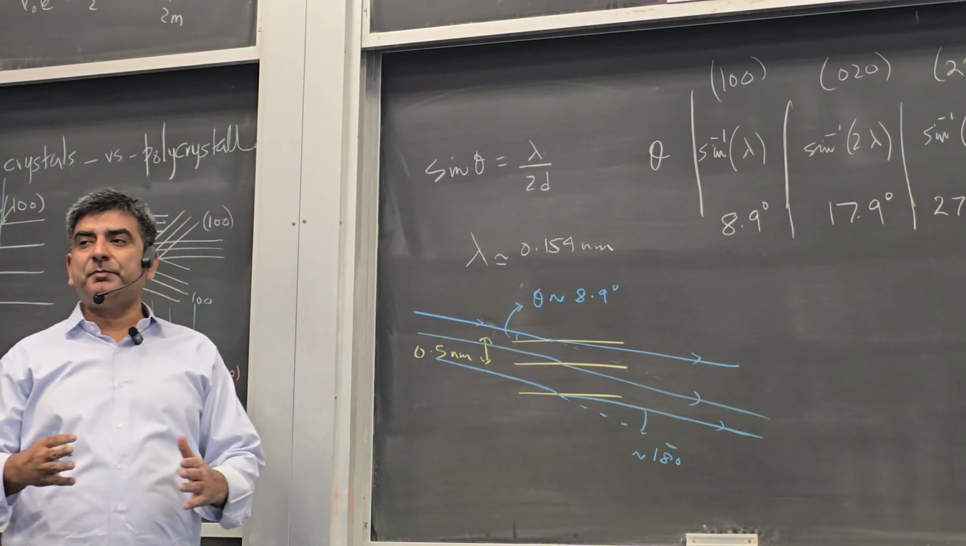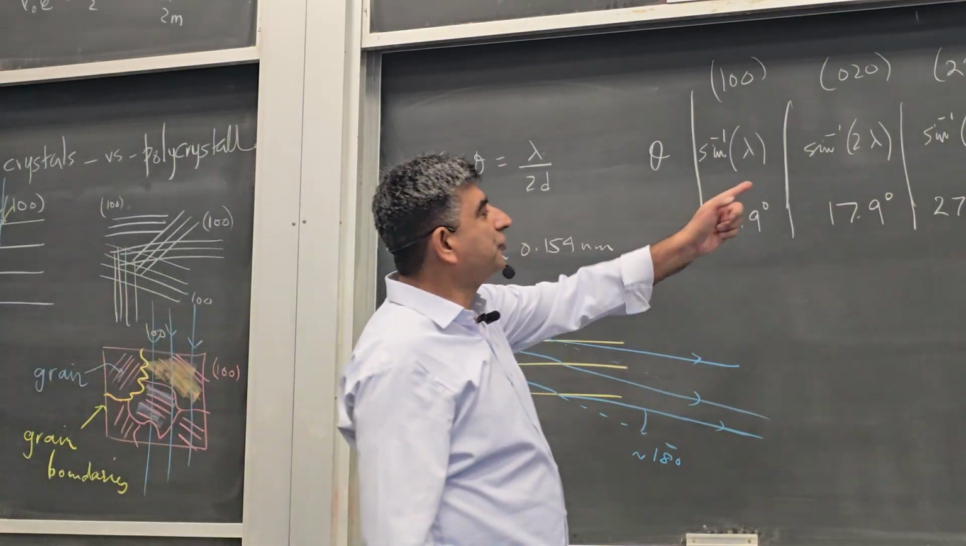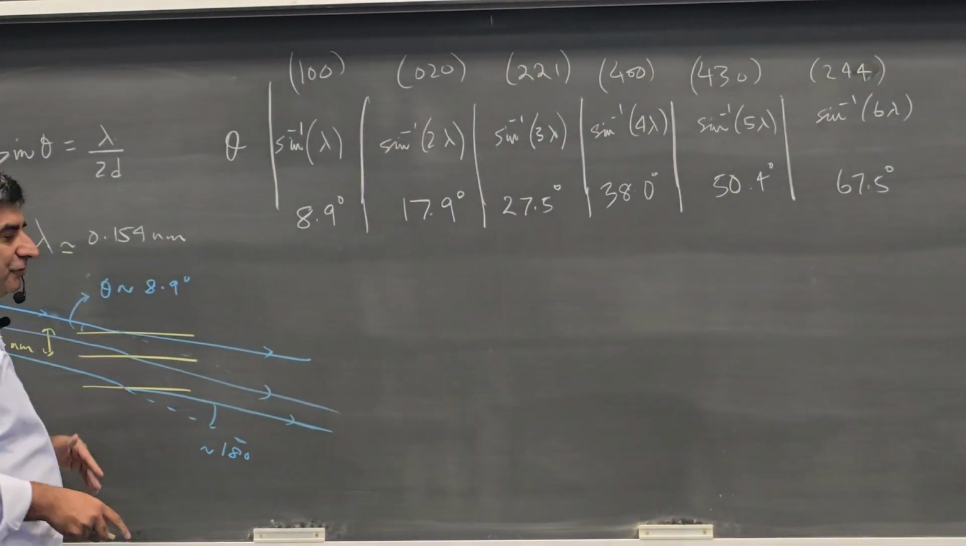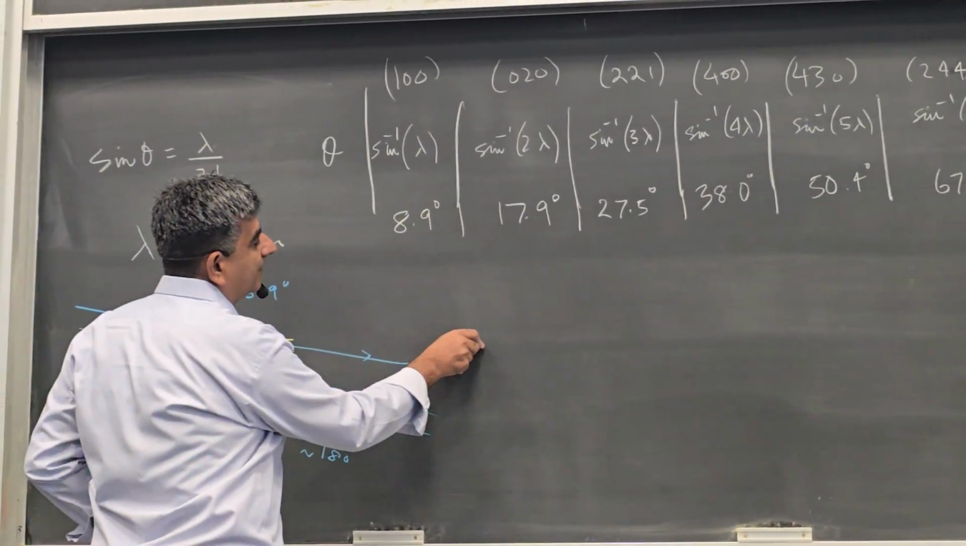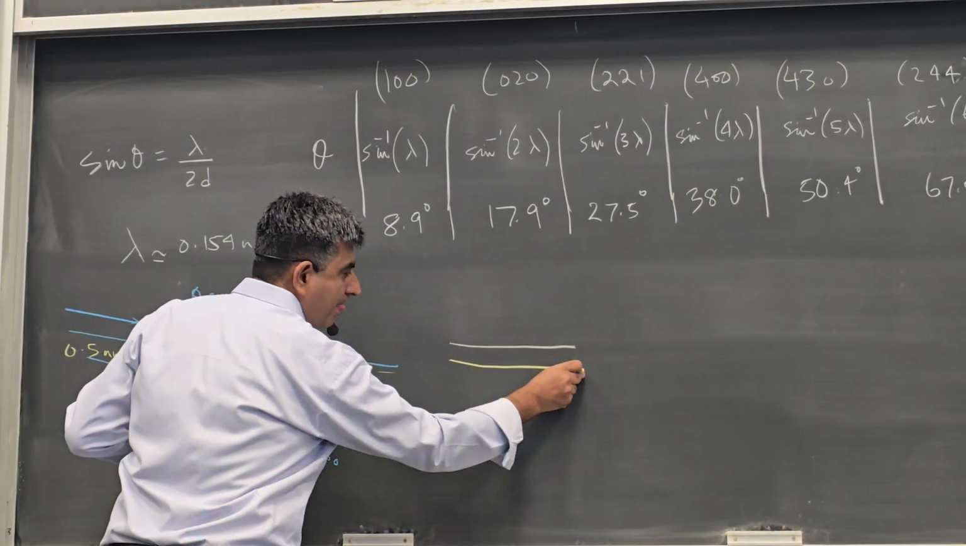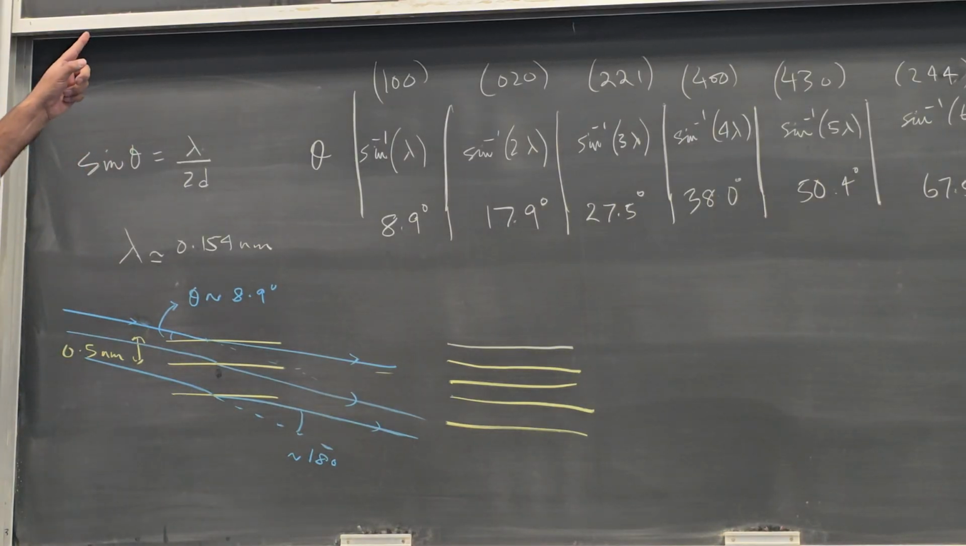However, if there are other planes at which atoms exist, which become scattering centers, consider the 020 plane. The 020 plane is parallel to this, but has half the spacing, right? D is half. So this spacing is 0.25 nanometers here.